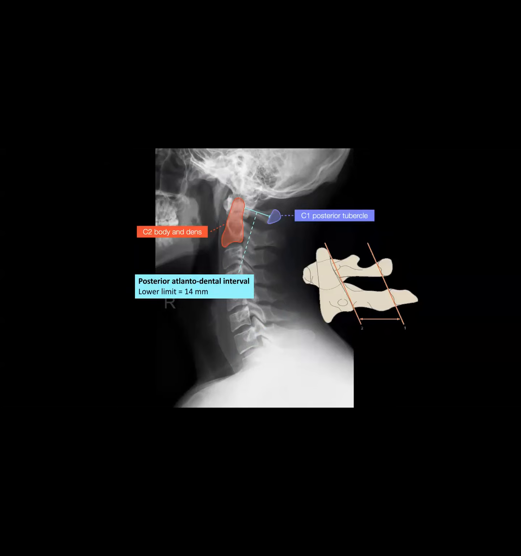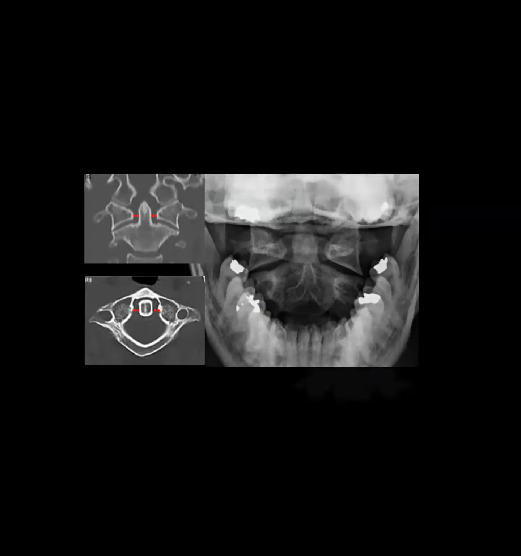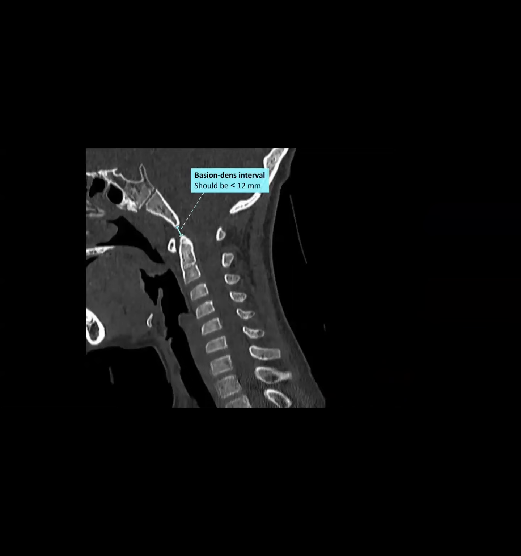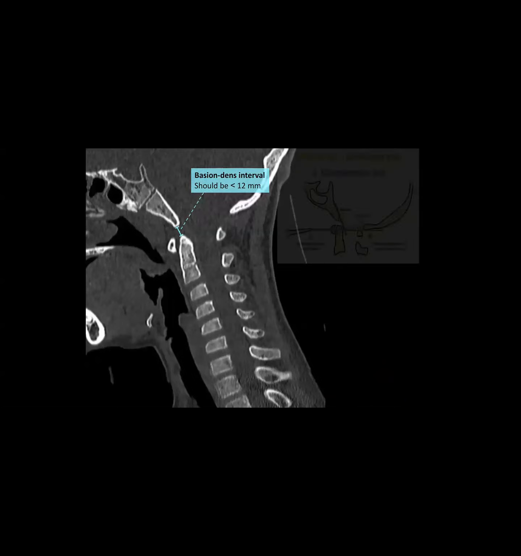Posterior atlantodental interval, between the posterior aspect of the dens and the anterior aspect of the C1 posterior arch, its lower limit should be equal to 14 mm. Lateral atlantodental interval, between the lateral aspect of the dens and the medial aspect of the C1 lateral masses, should have less than 2 to 3 mm side-to-side difference. Basion-dens interval, between the basion and the tip of the dens, should be less than 12 mm.